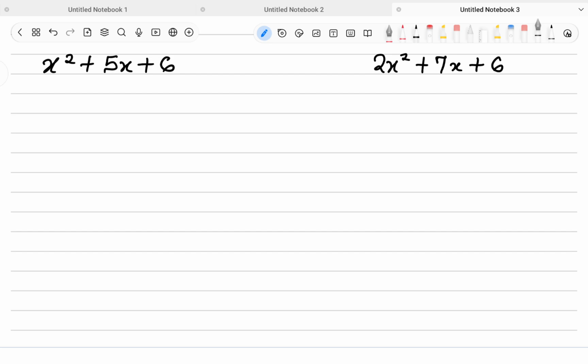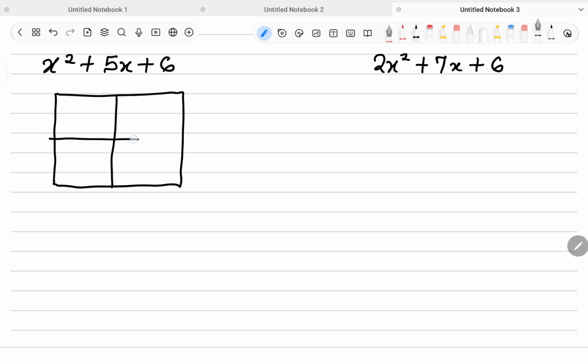fun and engaging method. So the first thing I'm going to do is draw a box here. Now, by the time I draw this box, this x squared and 6, I'm going to put them in this leading diagonal. We have two diagonals in this context. We have this diagonal, and we have this diagonal as well. But we are going to be dealing with the first one.